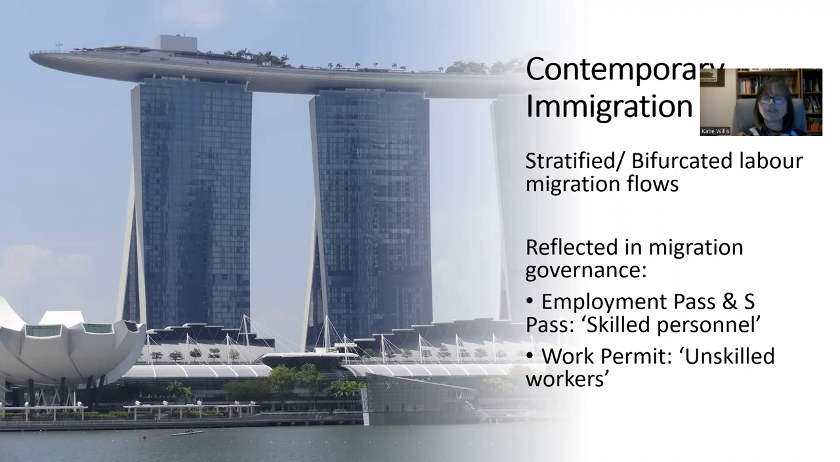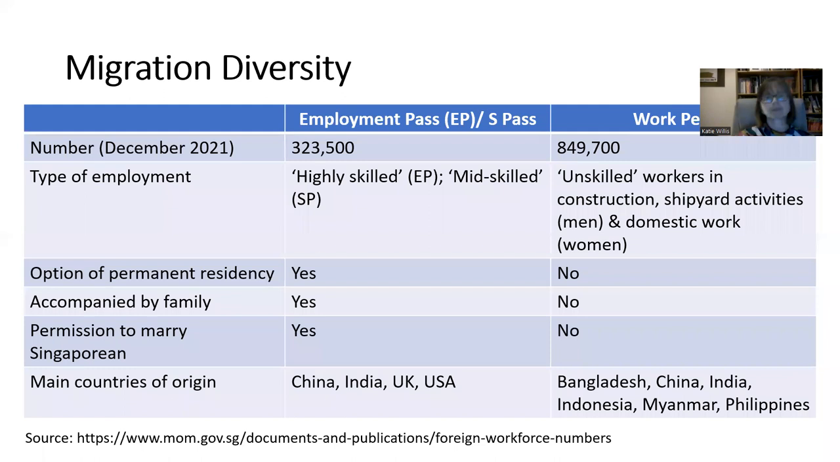And these are what the Singapore government feels is needed for the success of Singapore and has really helped contribute to its success. And this is reflected in terms of migration diversity, in terms of the different employment processes. And here we've got a table which compares the employment pass, or the S pass, which is for highly skilled or mid-skilled workers. And as of December 2021, there were just over 300,000 people in Singapore on those kind of employment passes. For people on work permits, these are people who are seen as unskilled workers, working in construction, shipyard activities, so they would be men, or in domestic work, they would be women. And as of December 2021, there were nearly 850,000 people on those kind of permits.